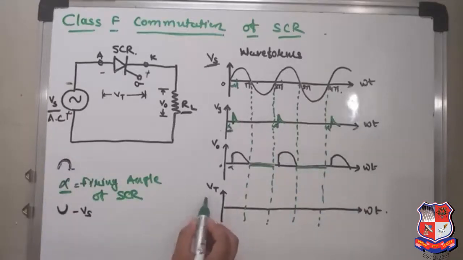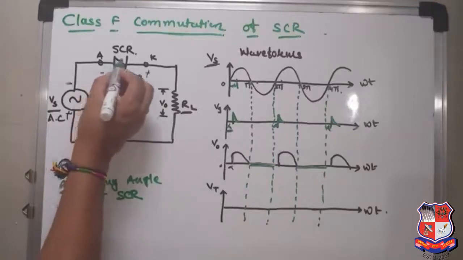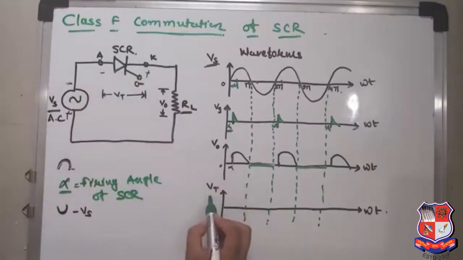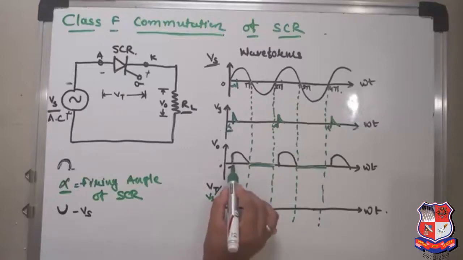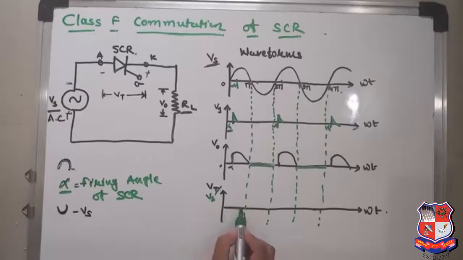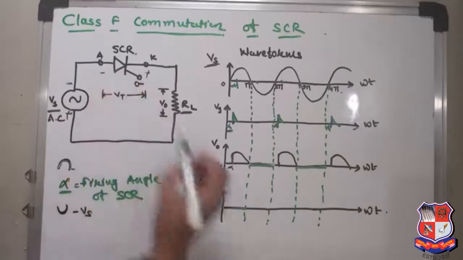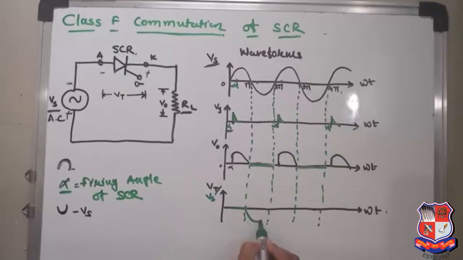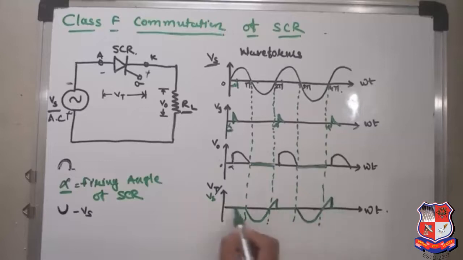Here VT is the voltage across the thyristor, or the voltage across the SCR. You can also write it as VS. The voltage across the SCR is like that. When the SCR is in the on state, there is no voltage across it. When the SCR is in the off state, the negative half cycle appears across the SCR, like that. It is the voltage across the thyristor.